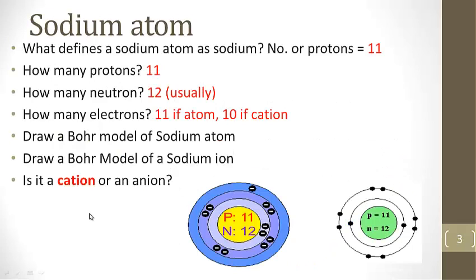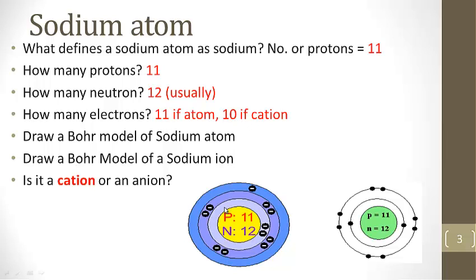What defines a sodium atom as a sodium? Well, it's the number of protons that it has. If it's got 11 protons, it's sodium. If it doesn't have 11 protons, it's some other element. Of course, sodium has 11 protons. Usually, sodium has 12 neutrons. The most common abundant isotope would have 12 neutrons. Sodium atoms have 11 electrons if they're atoms, but if they turn into cations, they have 10 electrons.